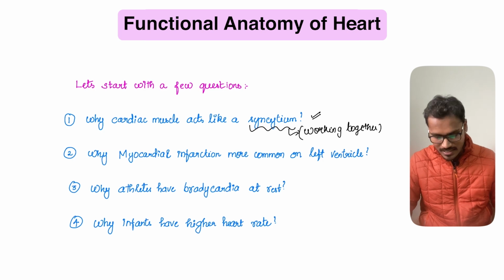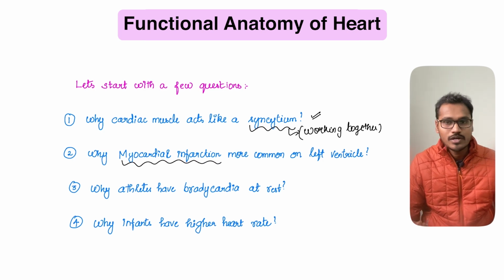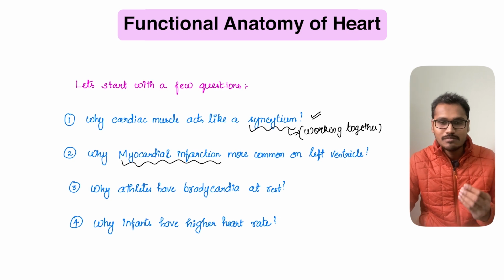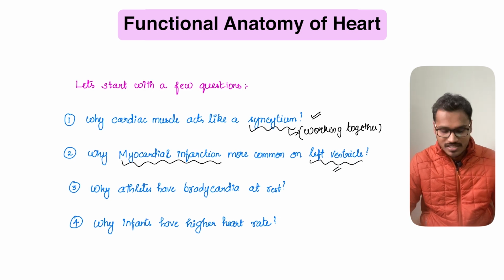We'll try to understand. The next thing is, why myocardial infarction? Myocardial infarction is the ischemia of the heart, where the heart is not getting adequate blood supply and there is tissue damage, which we commonly call a heart attack. This is very common in the left ventricle. Why is this so? We'll try to understand it.